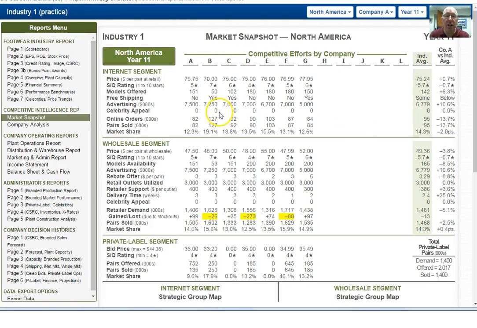As I get this, the first thing I look at is in the internet segment, did anybody jump out and either grab or lose a lot of market share? And sure enough, I can see that B grabbed quite a bit of market share, and everybody else is relatively close. E stepped it up a little bit. So let me see why B got so much.